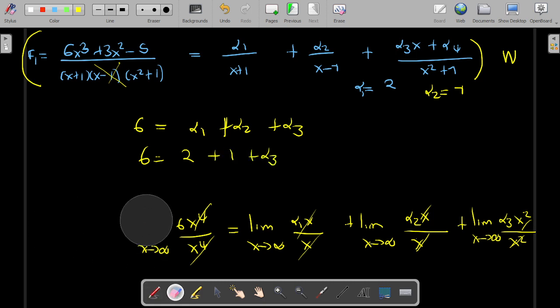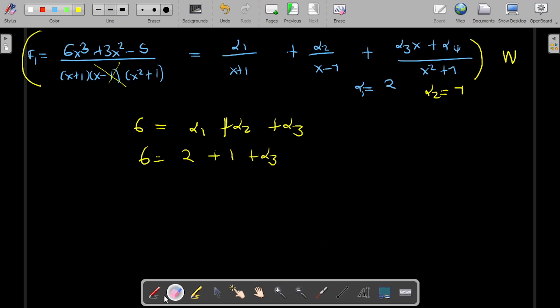Now here we'll get rid of the bottom part, like so. Now this is going to be 6. And then 2 plus 1 is 3. Now 6 minus 3 is going to be equal to alpha 3. Now 6 minus 3 is going to be equal to 3. So we found the value of alpha 3. Now we have to find the value of alpha 4.